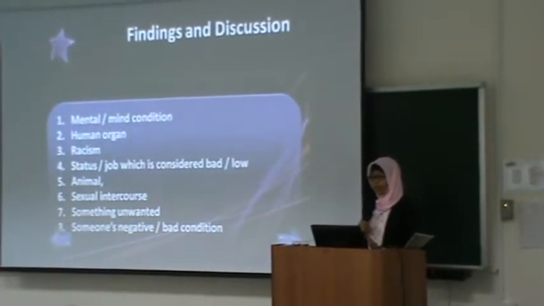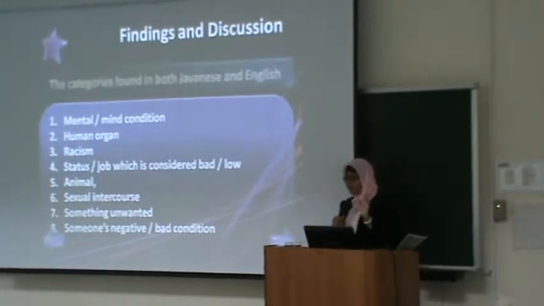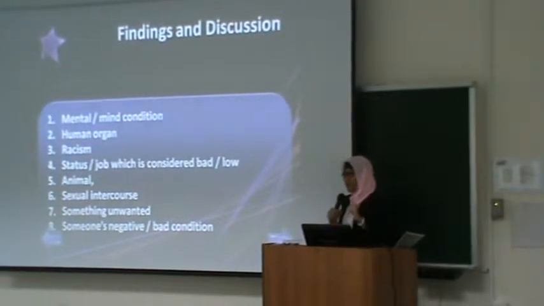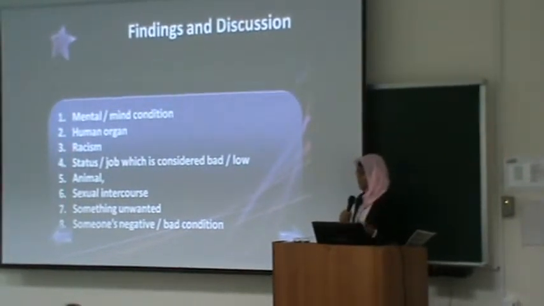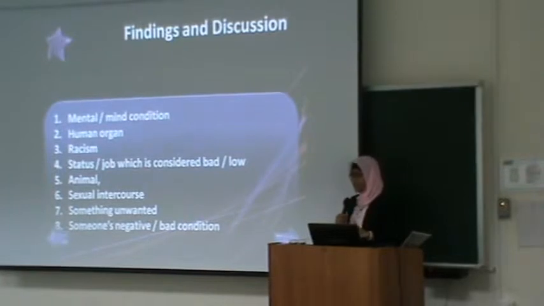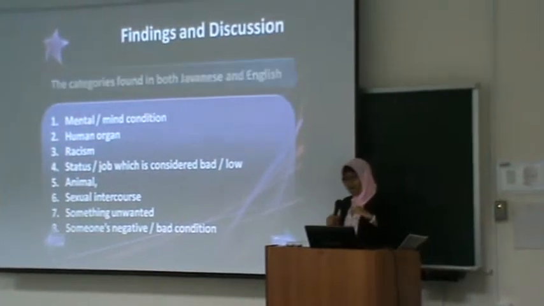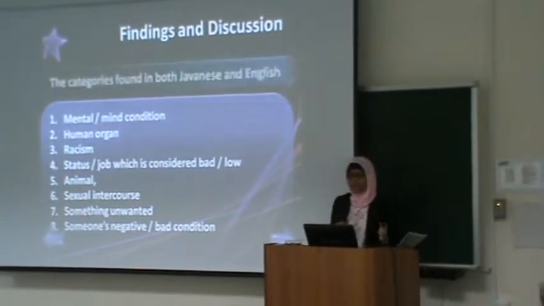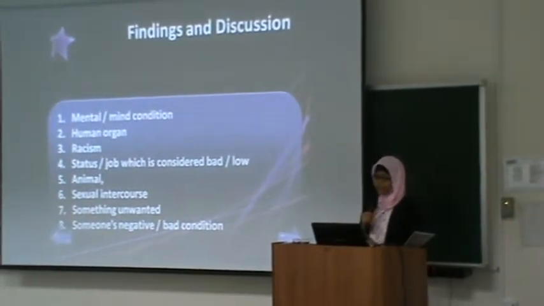That's also human organ. Human organ used in both Japanese and English is related to genitalia, both female and male genitalia, because these two cultures know this human organ so well. That's why it's used as a sort of swearing lexicons.